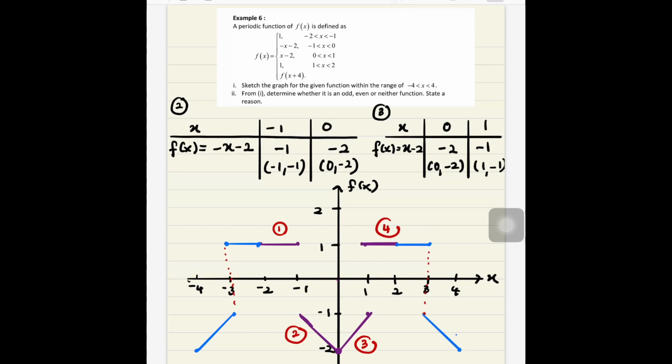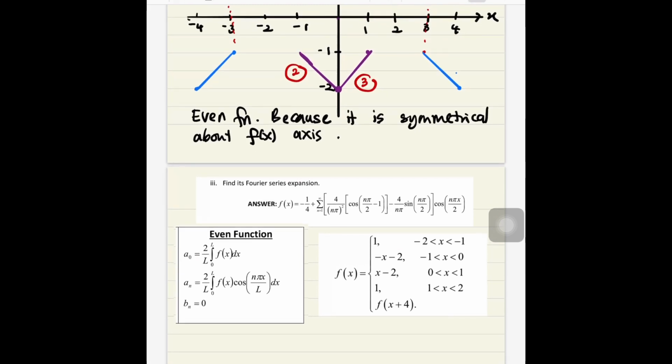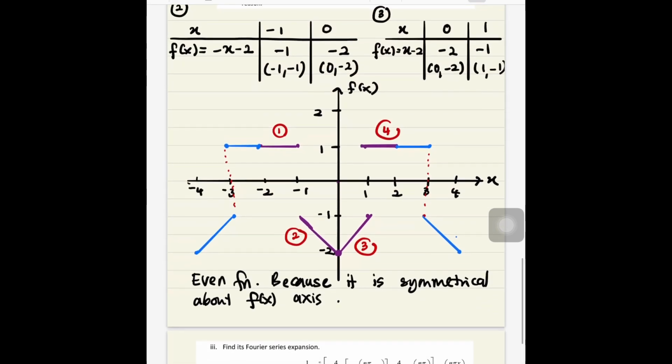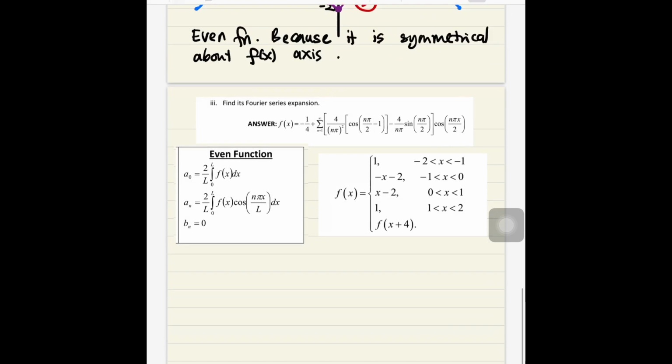function. Why? Because it is symmetrical about fx axis. So when you know this is an even function, what must come to your mind is that your bn is equals to 0, and you are going to integrate from 0 until L, 2 over L from 0 until L. Why? Because it is symmetrical about fx axis, so you can just consider the positive part here, because the graph on your left hand side is just equal to your right hand side.